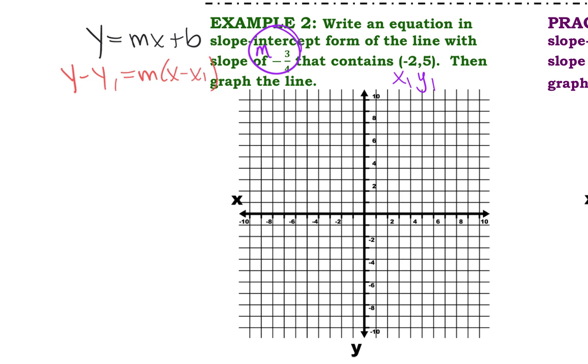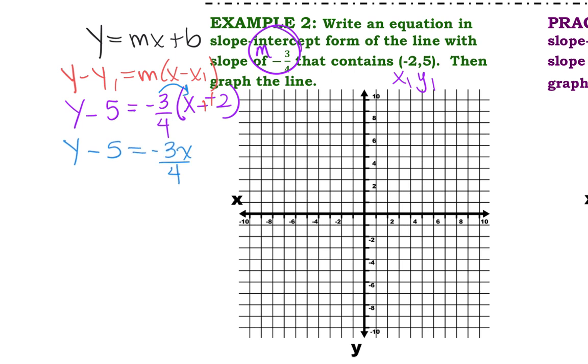All right, so here I'm going to have y minus, what's my y1? 5 equals negative 3/4 times x minus a negative 2. Double negatives convert to a positive. And I'm not going to rewrite it because I'm going to try to go straight to slope-intercept form. So from here, what do I want to do with that slope, that negative 3/4? Distribute it. So negative 3/4 times x is just negative 3x/4. And again, when you multiply, you multiply only the numerators. So what's negative 3 times 2? Negative 6, carry your 4.